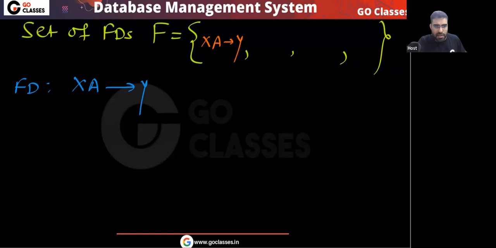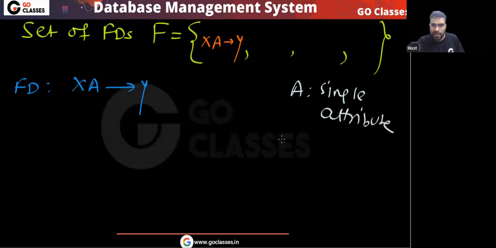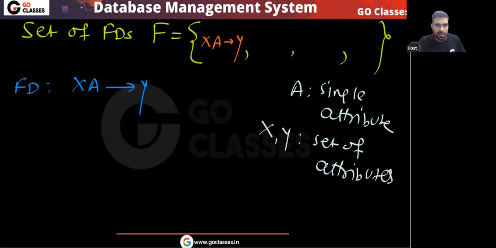Now, remember here, this A is a single attribute. Please notice this A, this is a single attribute. This is not a set of attributes. This X comma Y can be anything. They are sets of attributes. Is this clear? X comma Y, they can be anything. But this A is a single attribute.